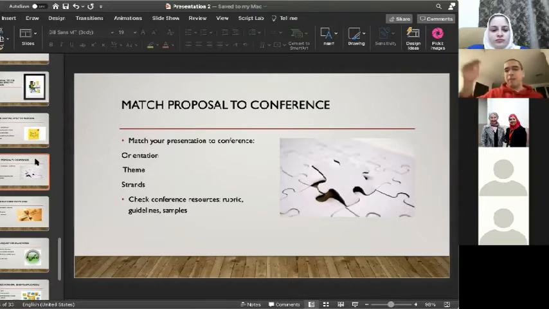So knowing about the strands and making sure your proposal or your topic matches one of the strands means it's more likely to be accepted in this conference. Also, matching your presentation to the theme of the conference. Most major conferences have a theme every year. So matching your topic to the theme makes it more likely to get accepted.